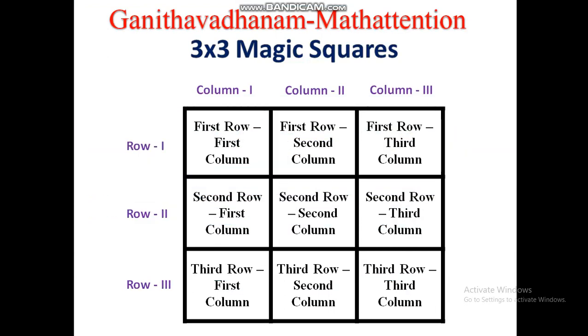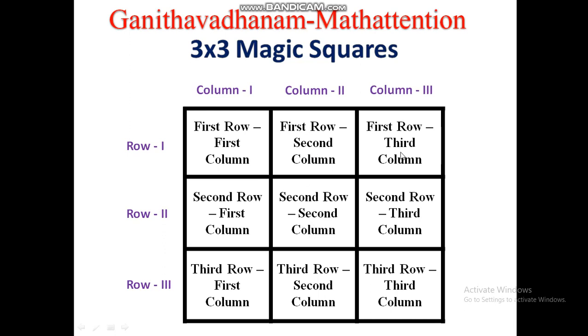Before filling a 3 by 3 magic square by the method of Avadhanam, we should first know about the 3 by 3 magic square. There are 3 columns and 3 rows. All vertical lines are called columns and horizontal lines are called rows. This box is the intersection of row 1 and column 1, so it is called the 1 by 1 box. And this is second row, second column, so it is the 2 by 2 box.